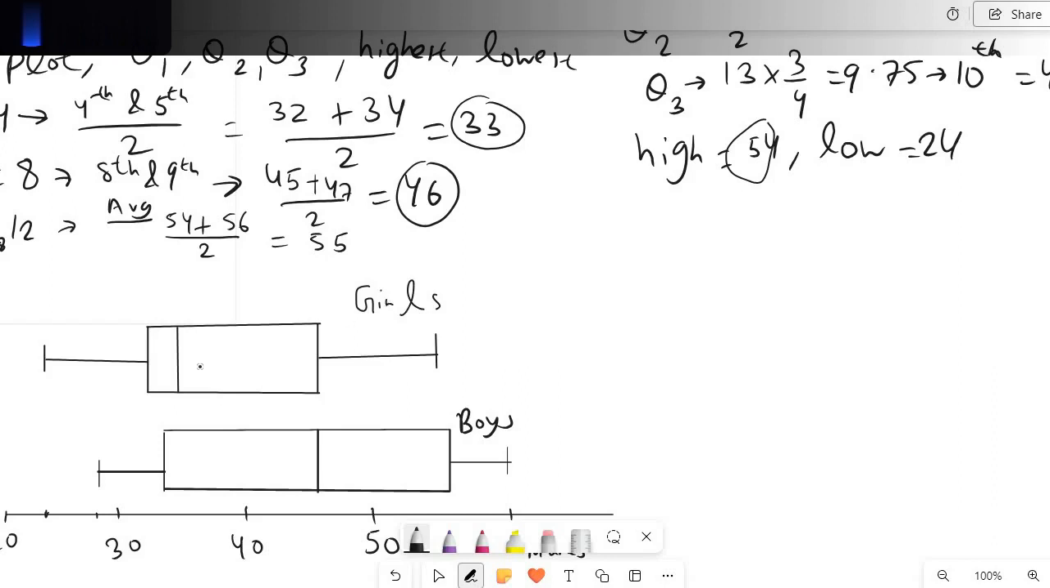Note, during the exam, you should use a ruler or a plastic scale to draw this in a more straight fashion.